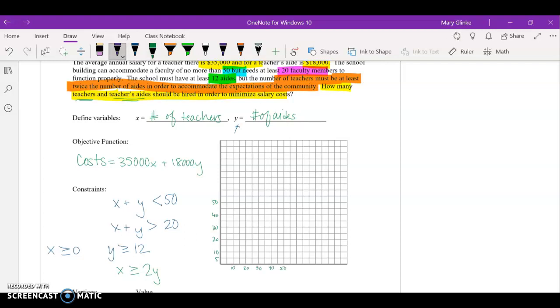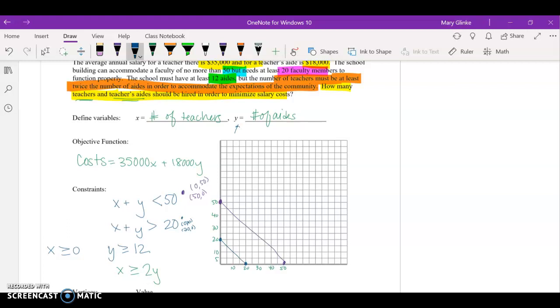My first equation here, I'll graph this one in purple. We have x plus y is less than 50. So 0 comma 50 is going to be my y-intercept, and 50 comma 0 is going to be my x-intercept. I can go ahead and take those and connect them. This next one I'll graph in blue. So 0 comma 20 is going to be my y-intercept, and 20 comma 0 is going to be my x-intercept, and then I can connect those.